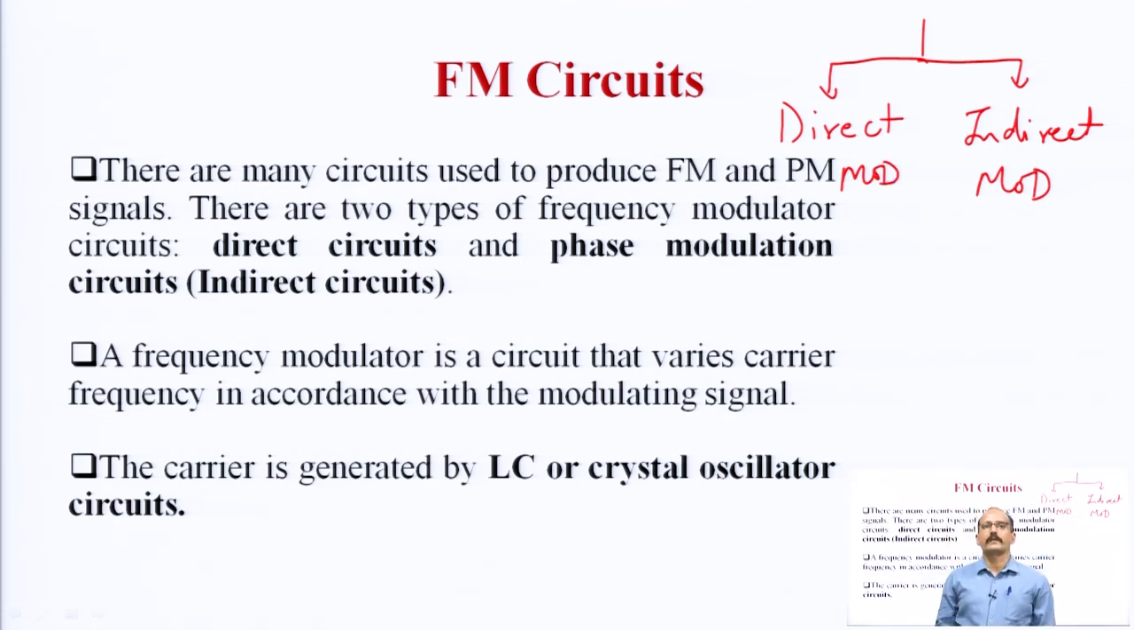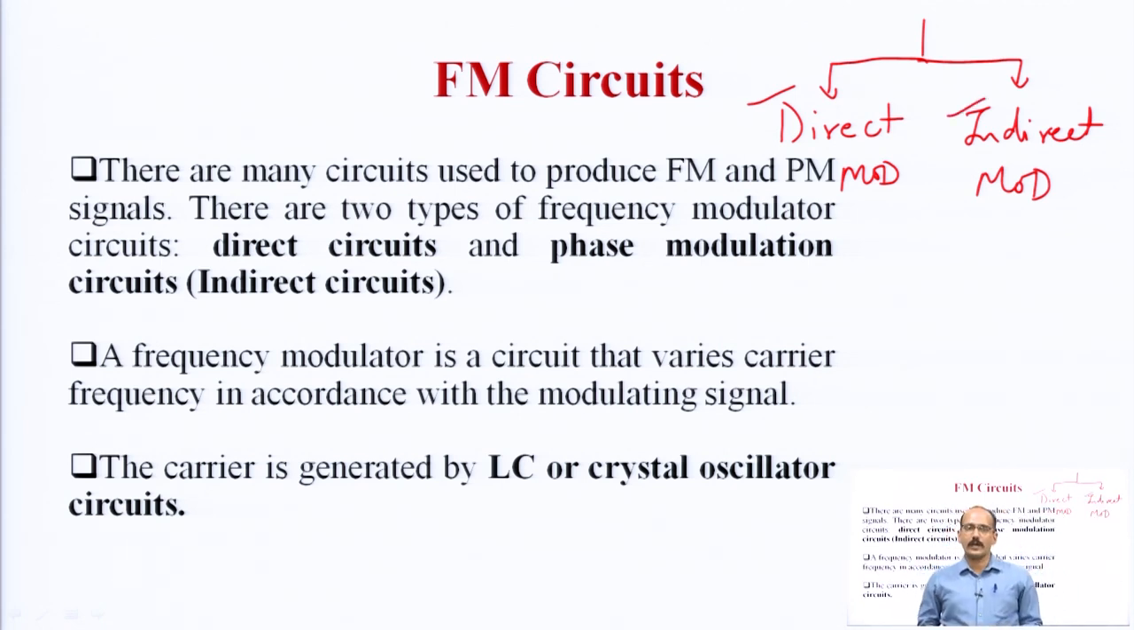Now, understand this point: direct modulation and indirect modulation. When you are taking the message signal and applying it to a specific oscillator circuit which directly converts that message signal into a varying frequency signal, that is called direct modulation. But when you are using the relationship between FM and PM, and a phase modulator circuit with an integrator is used for the generation of FM, that is called indirect modulation.